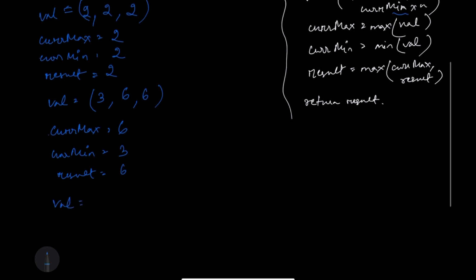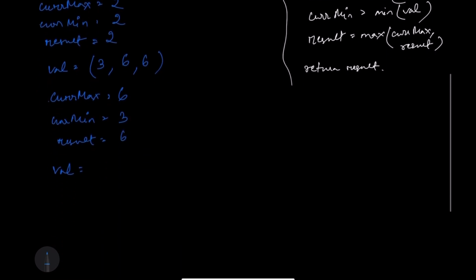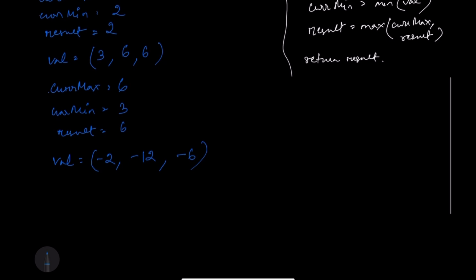Now when we reach our third element, that is -2, when our val is -2, we will do current max into this number, so it will be -12. Now we will do current min into this number, so what will be current minimum into this number? It will be -6. So we have got this tuple.